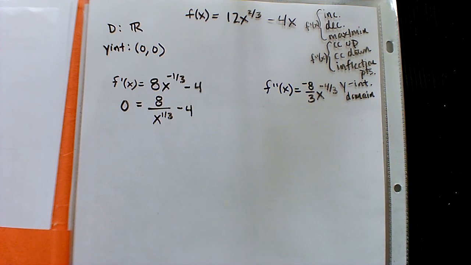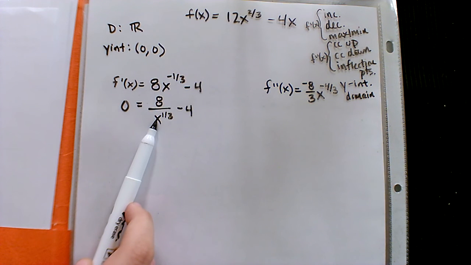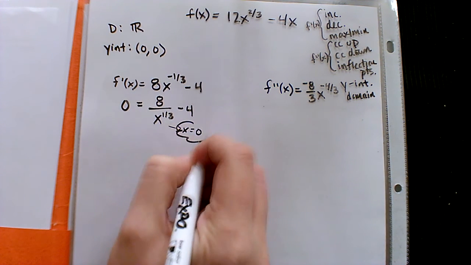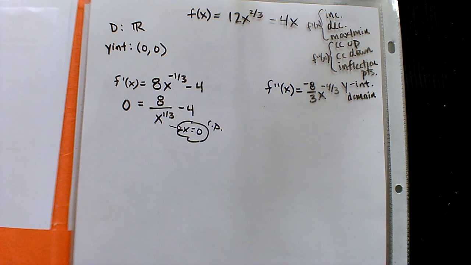All right, so critical point, where the first derivative is 0 or undefined. Is our first derivative undefined anywhere? Is there a number that you'd plug in here that would cause an issue? 0, because we have a fraction now, right? So x equals 0 is a critical point. It makes your first derivative undefined.